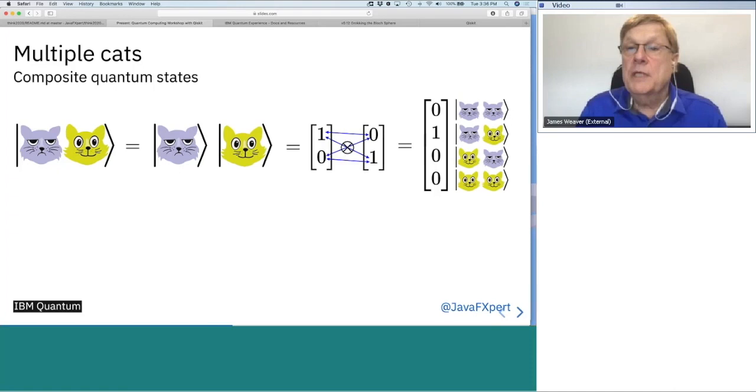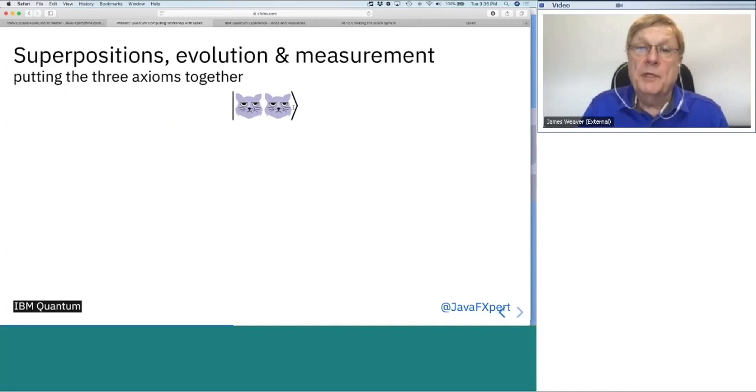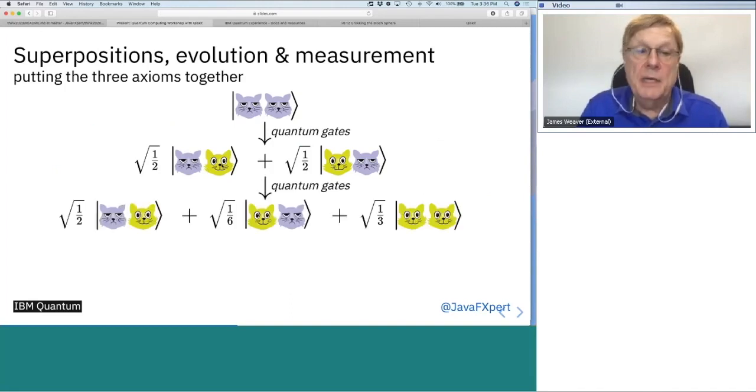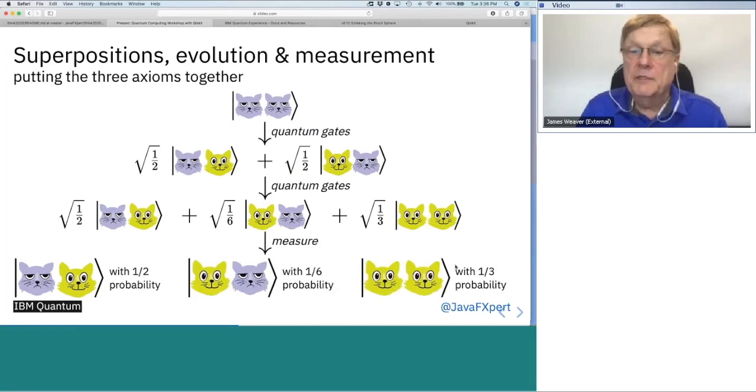And so if we put all this together, then we have maybe grumpy, grumpy, and then we run them through some quantum gates, and maybe they're in this position, and maybe some more quantum gates, and then we measure them. With a half probability, we would have this state. A 6th probability, we would have this state, and a 3rd probability, we would have this state. But with no probability is the possibility of having grumpy, grumpy. So they're in this quantum state.